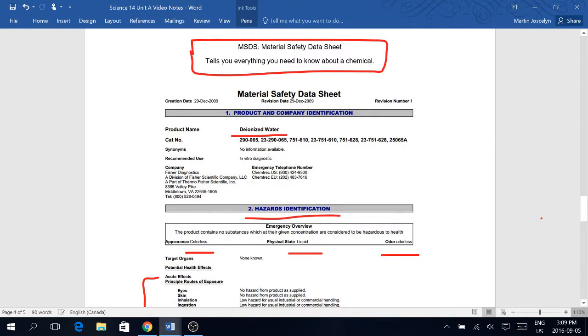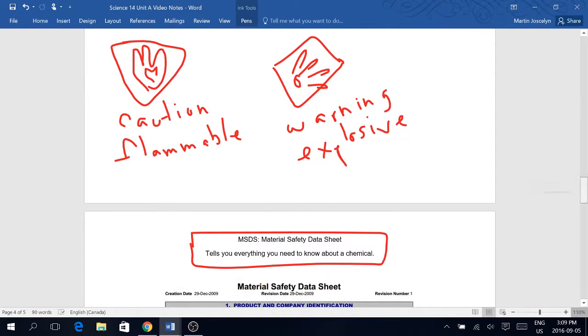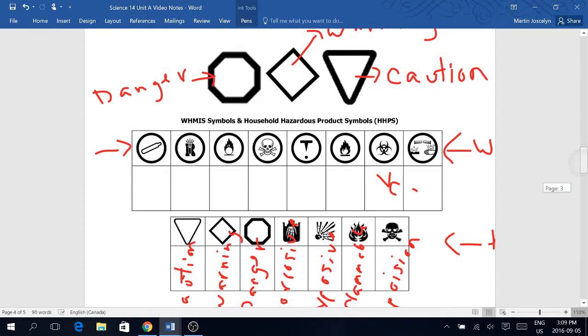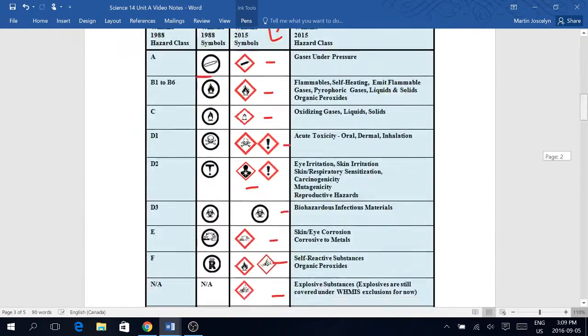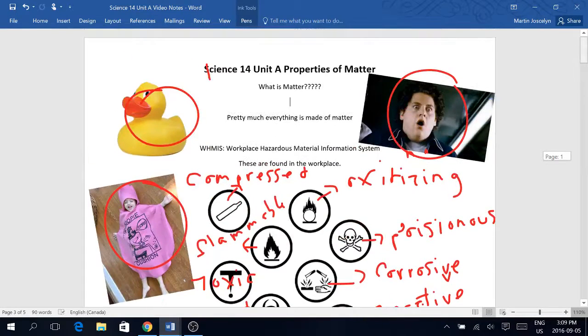So just to recap, we went over MSDSs, material safety data sheets. We talked about household hazardous product symbols, HHPSs. We talked about WHMIS symbols. And then we also talked about what is matter. And matter is pretty much everything. Everything is made up of matter. All right, that was the very beginning of our Unit A, Properties of Matter.